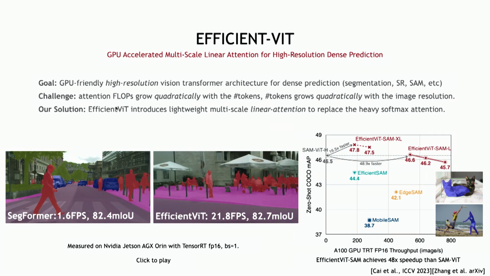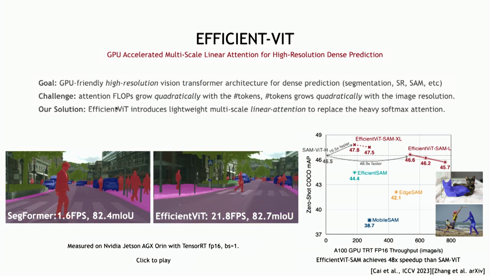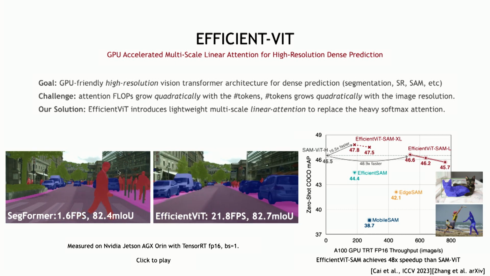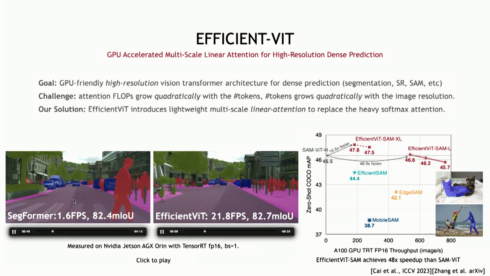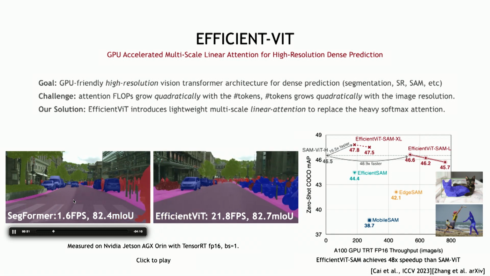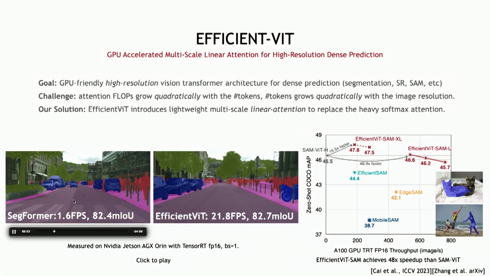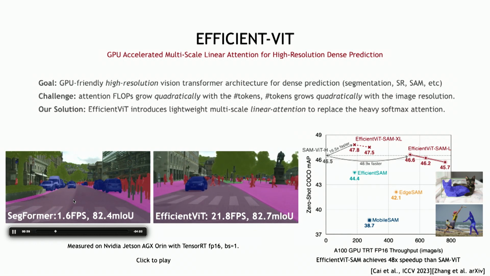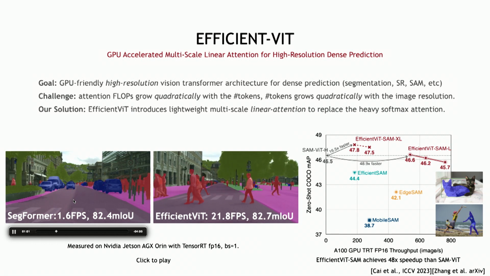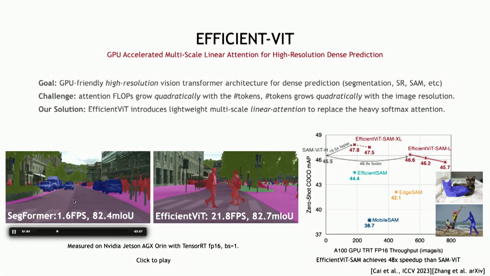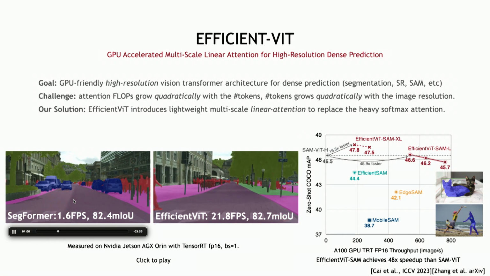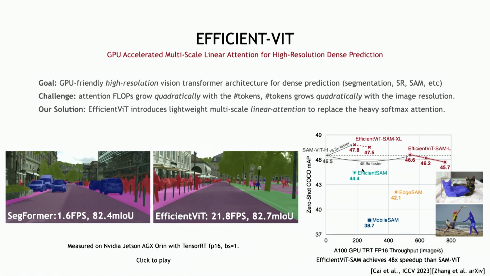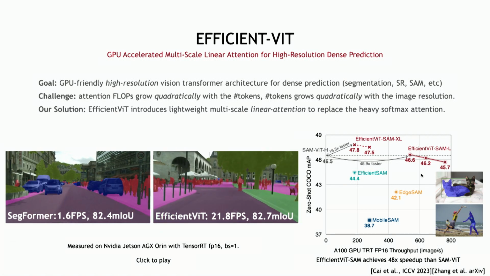EfficientViT introduces a lightweight multi-scale linear attention to replace the softmax attention, and can drastically improve the speed. For example, previously, NVIDIA SegFormer ran only about 1.6 FPS on the Orin platform, which is an autonomous driving AI chip. With EfficientViT, it runs more than 20 frames per second on the same DRIVE AGX Orin platform. And for the Segment Anything Model, it runs more than 48 times faster and has been adopted by many products inside NVIDIA.